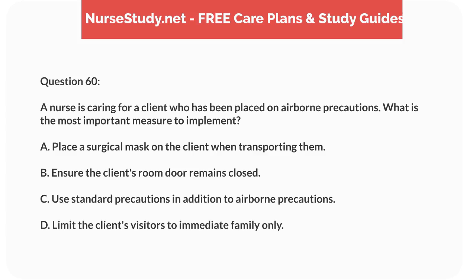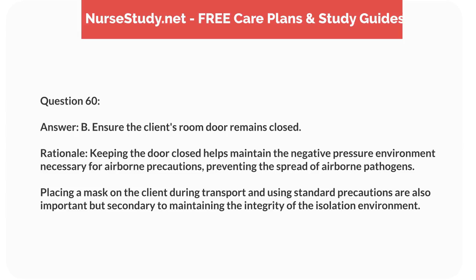Question 60. A nurse is caring for a client who has been placed on airborne precautions. What is the most important measure to implement? A. Place a surgical mask on the client when transporting them. B. Ensure the client's room door remains closed. C. Use standard precautions in addition to airborne precautions. D. Limit the client's visitors to immediate family only. Answer B. Ensure the client's room door remains closed.